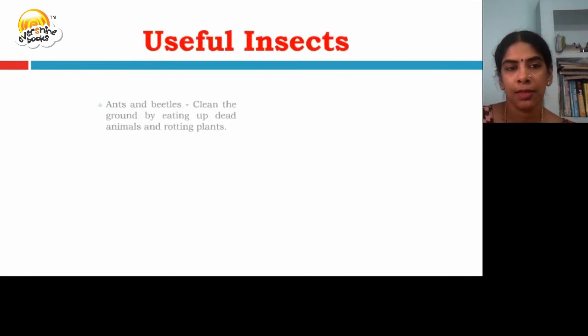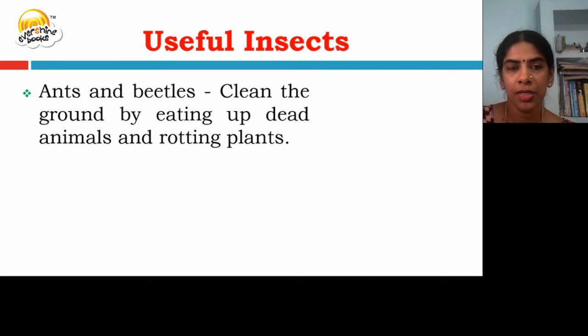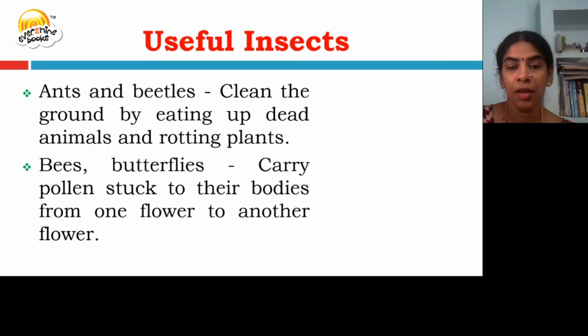Useful insects. Ants and beetles clean the ground by eating up dead animals and rotting plants. Bees and butterflies carry pollen stuck to their bodies from one flower to another flower.